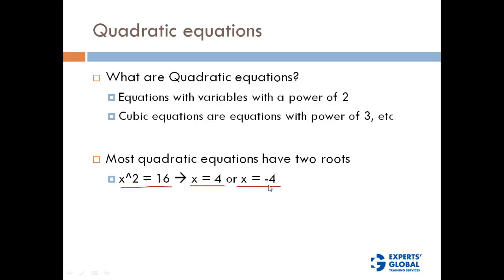Because minus 4 into minus 4 will also give you 16. So there will always be two roots, because it is being squared, and for any particular positive number, the root of that can also be negative. So that is the reason that quadratic equations end up having two roots.